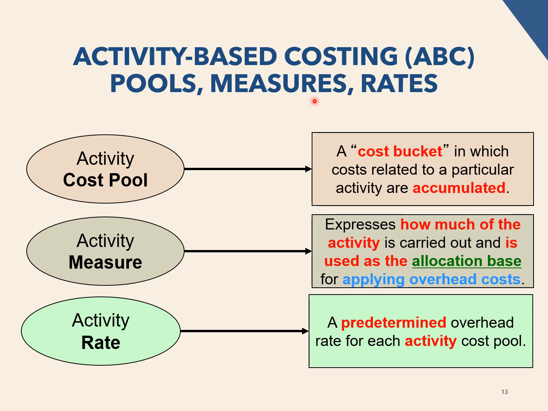Pools, measures, and rates are important for activity-based costing. An activity cost pool is a cost bucket in which costs related to a particular activity are accumulated. An activity measure expresses how much of the activity is carried out and is used as the allocation base for applying overhead cost. The activity rate is a predetermined overhead rate for each activity cost pool.